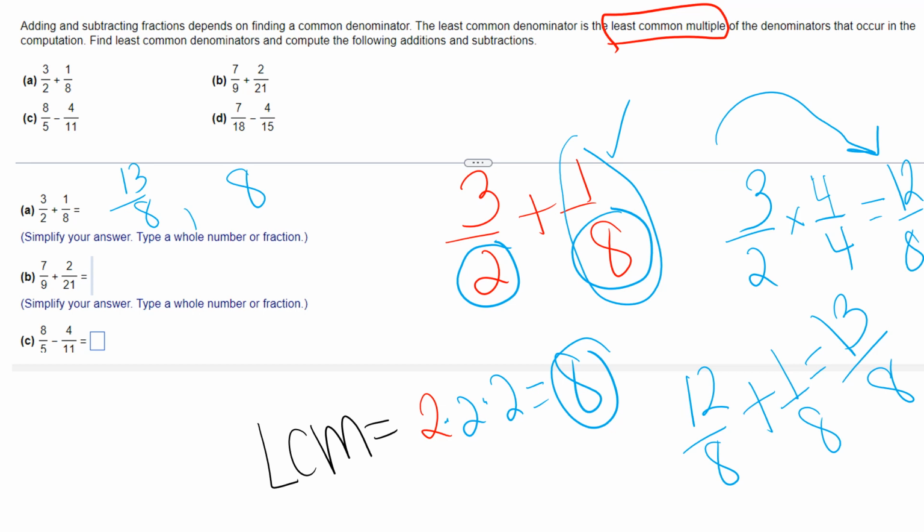So you're going to do the exact same thing for the next two. You're going to factor 21, factor 9, build the LCM, and then identify the common denominator and perform the addition. Okay? If you have any more questions about that, let me know.